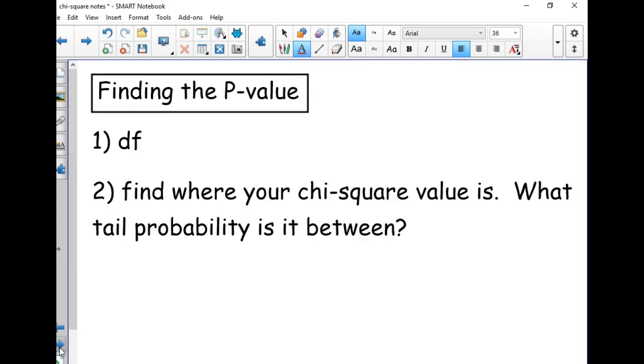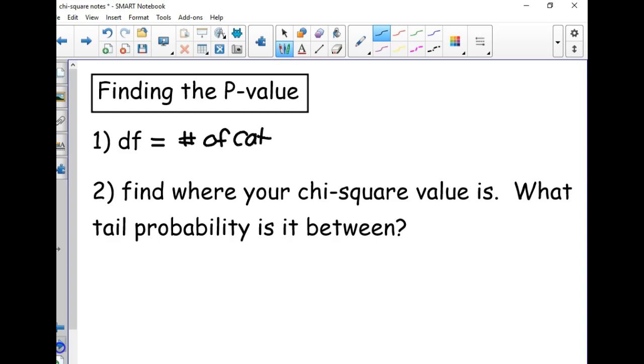Finding the p-value. You need two things. You need your degrees of freedom. The degrees of freedom are a little bit different than the t-distribution. You do not take the sample size. What you do is you take the number of categories you have, and then you subtract 1. You need two things: your number of categories, and you also need your chi-square value.